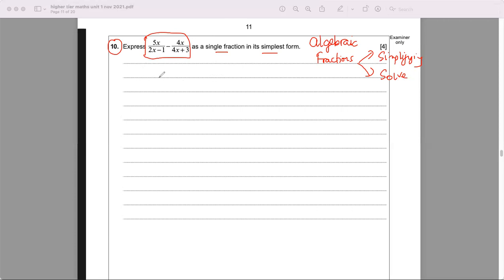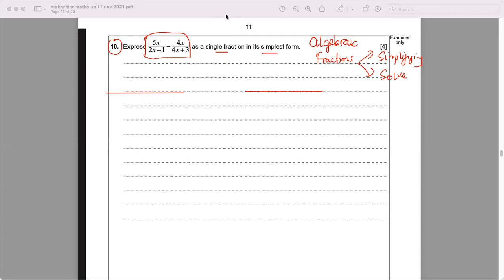To solve this kind of problem, think about when you're adding or subtracting fractions. You want them to have the common denominator, and then you can just add or subtract the numerators. So this will be the same. We will do cross multiplying to make them have the same denominator or common denominator. There are two fractions here.